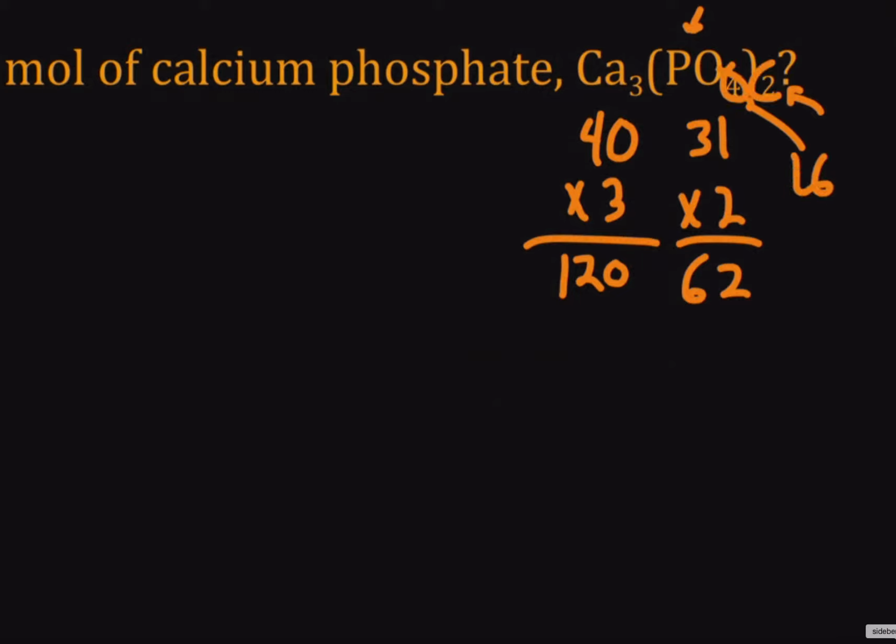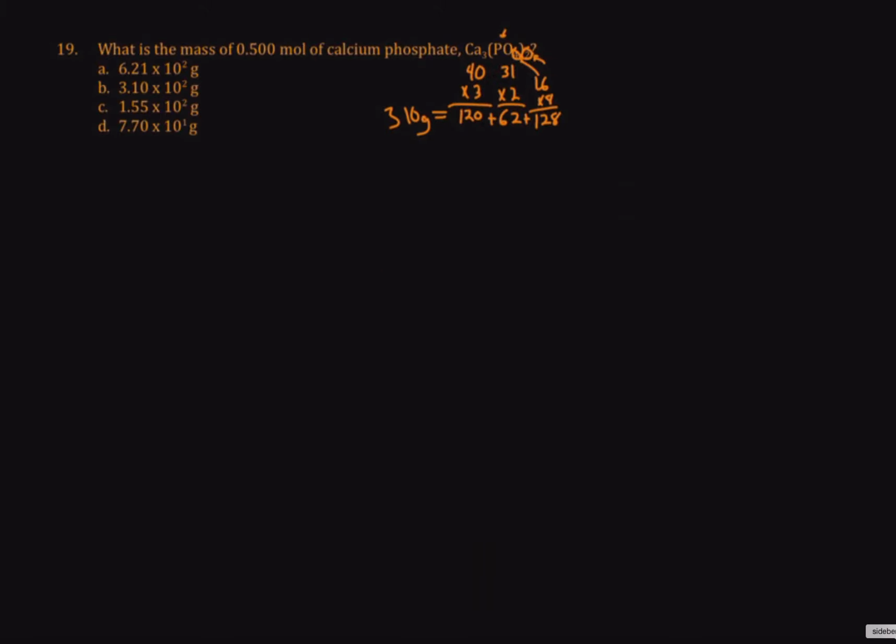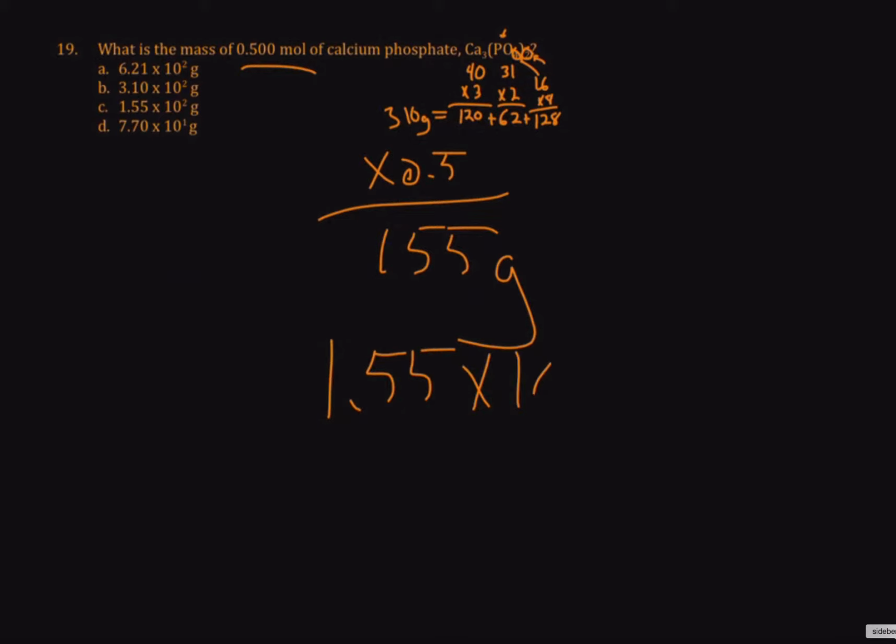And then finally, over here we have oxygen, which has a mass of 16. There's 4 in the parentheses times 2 outside the parentheses, so we're going to multiply 16 times 8, and that gives us 128 for all the oxygens. Then we simply add these all together, and we get a mass of 310. Let me add that together. That would be 1 mole. The question is, how much does half of a mole weigh? So we would just multiply that by 0.5, and we get 155 grams, which in scientific notation is 1.55 times 10 squared.